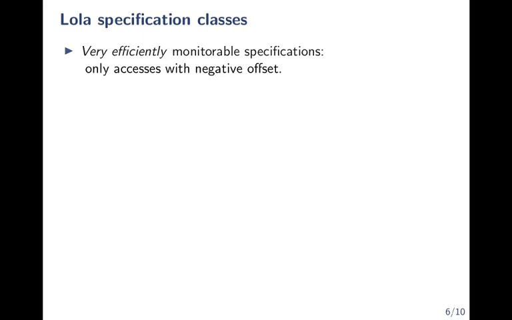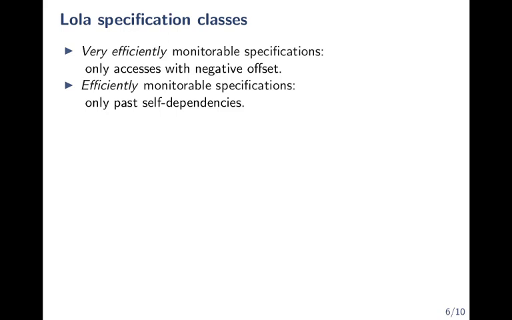Efficiently monitorable specifications are those that contain accesses with positive offsets but forbid that a stream depends on future values of itself, either directly or indirectly. These specifications can be monitored with a statically bounded amount of memory, but the computation of the output streams may be delayed with respect to the arrival of input stream values. Lastly, specifications where a stream depends on future values of itself cannot be monitored online in general and make up the last category.